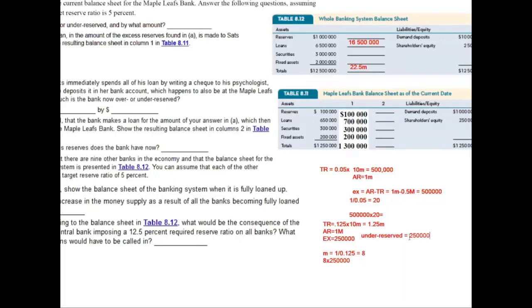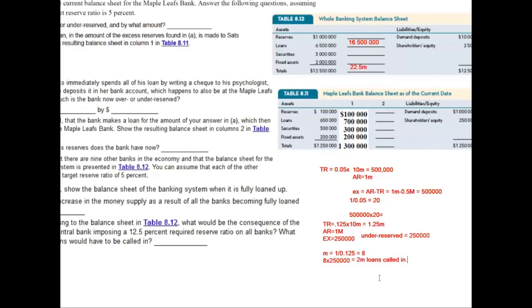Okay, and so we're going to need to call in an amount of loans 8 times higher, so that our target and actual reserves will be back to being equal. So we're going to have to call 8 times 250,000, and so that's 2 million. So I have 2 million in loans that would need to be called in.